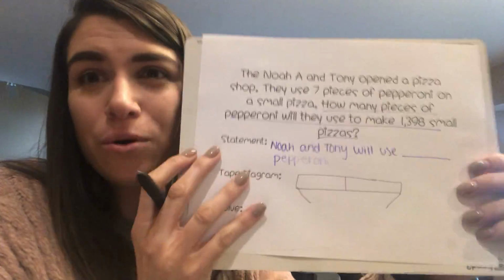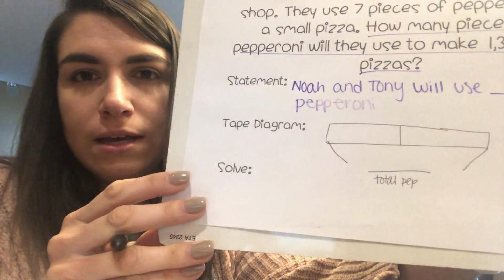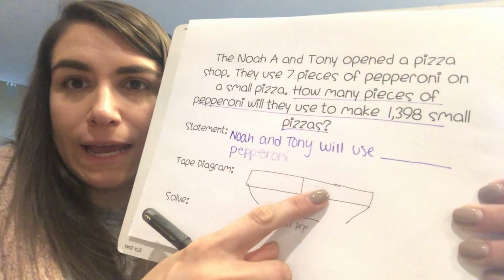So for my tape diagram, I'm going to draw my 2 boxes and my total. So for this one, we don't know the total. We don't know the total number of pepperonis. So that's going to go at the bottom. We'll write total pepperonis. Now these 2 boxes represent how many would they use for 1 small pizza, which is 7.